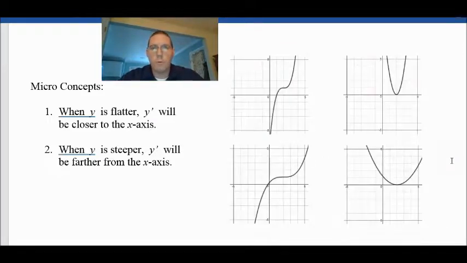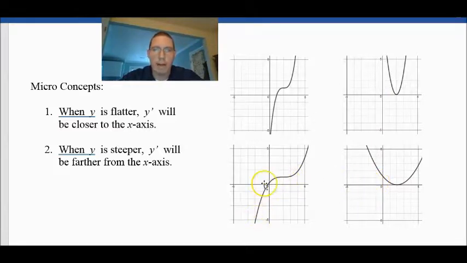Okay, here's one more set of examples. What we have here is a cubic function. This is also a cubic function. They both look very similar, right? Except this one is a little bit flatter on the left, and this one is a little bit steeper on the left. This one is a little bit flatter on the right, and this one is a little bit steeper on the right. Okay?